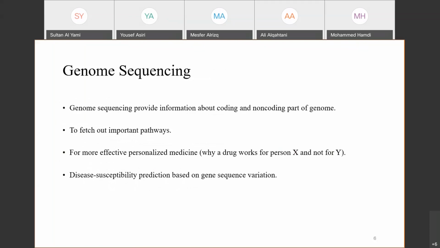To better understand DNA, it has to be sequenced. So what does DNA sequencing mean? DNA sequencing is the process to determine the order of the 4 bases, A, C, G, and T in the genome. So why DNA sequencing? DNA sequencing provides information about the coding and non-coding parts of the genome. It's also helpful to figure out important pathways. It's also used for evolutionary studies and species comparison. DNA sequencing is beneficial for more effective personalized medicine. For example, why drugs work for person X and not for person Y. It also can help in many other gene-related diseases.